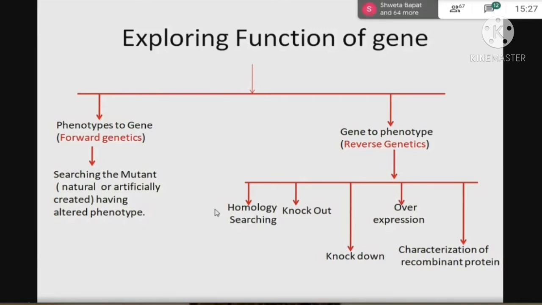Yes, the most appropriate figure is 21,000 to 26,000 genes in humans.